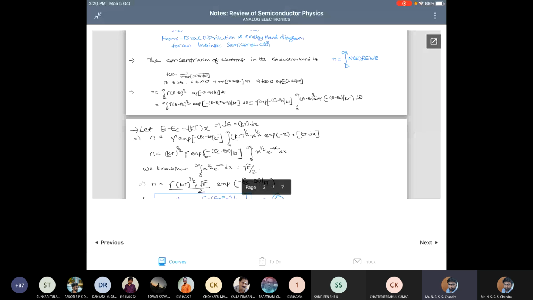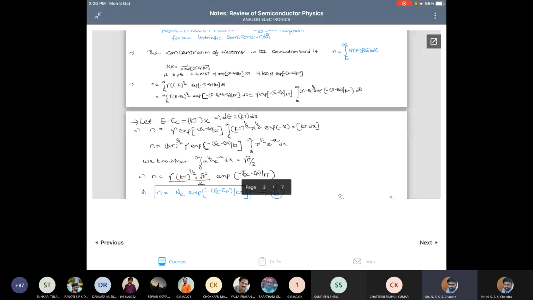So we have done this till this step, right? We have written it as gamma into exponential of minus (Ec minus Ef) by kT. Now we have got this expression. Now what we'll take? We'll take E minus Ec as kT into x. We'll take some variable x.